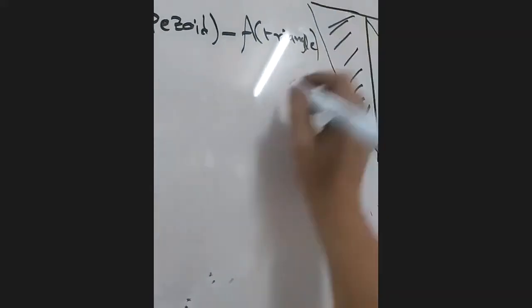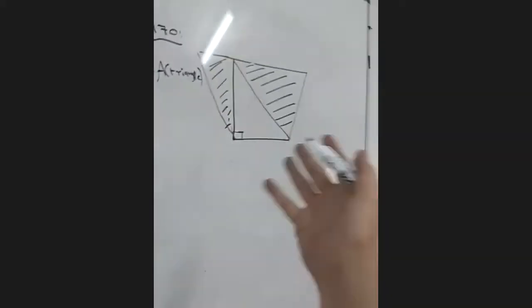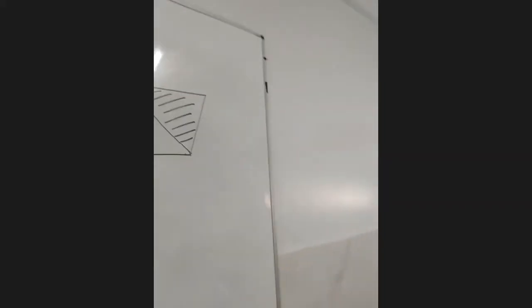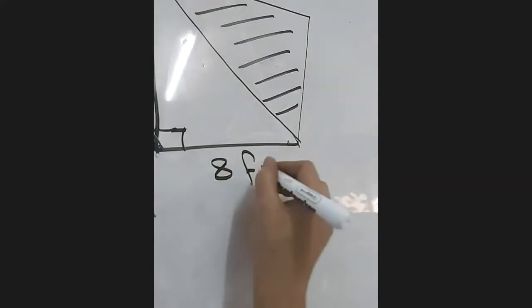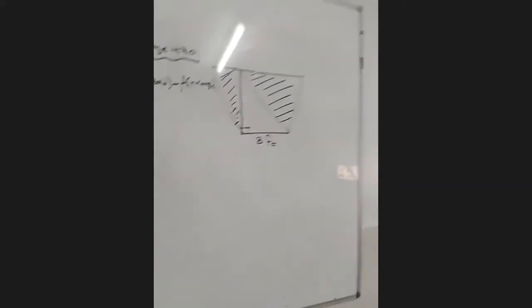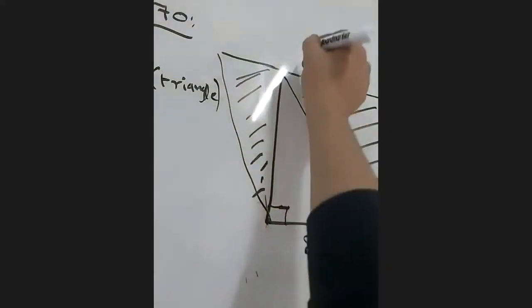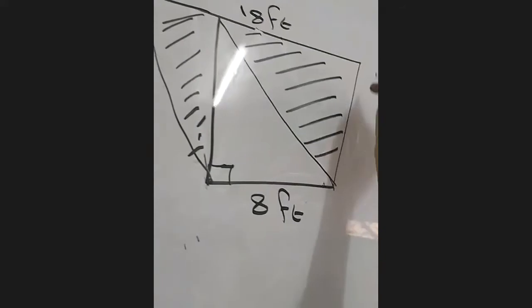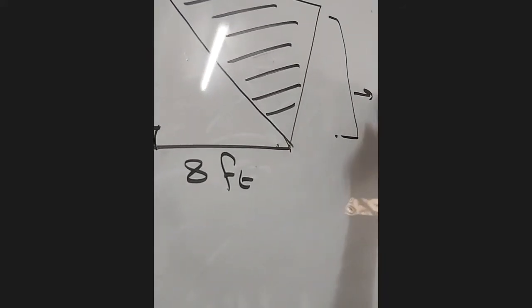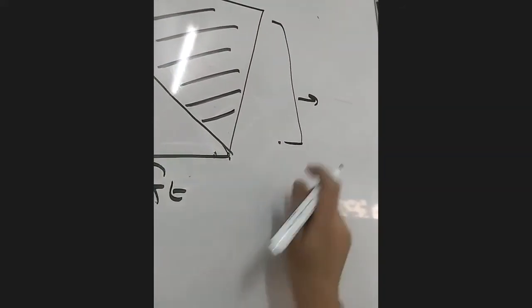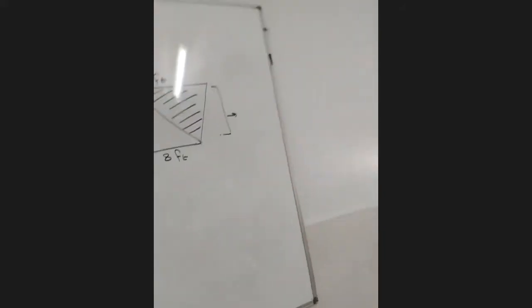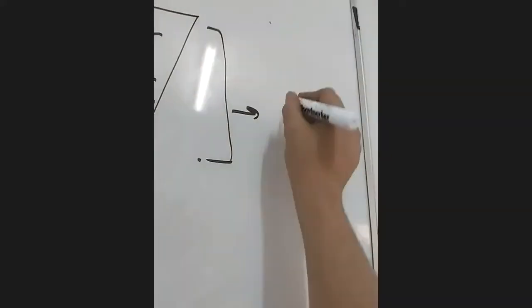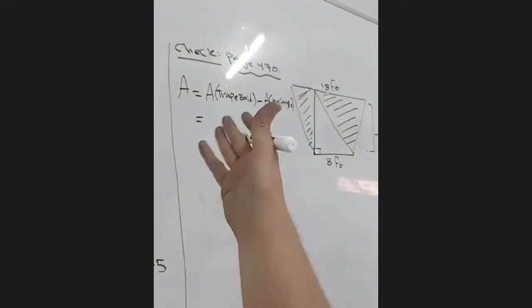Good. Now let's write the numbers here. We have down here 8 feet, and up we have 18 feet. And right here, they wrote for me how much? 15 feet. Good. Let's go back to our general steps here.